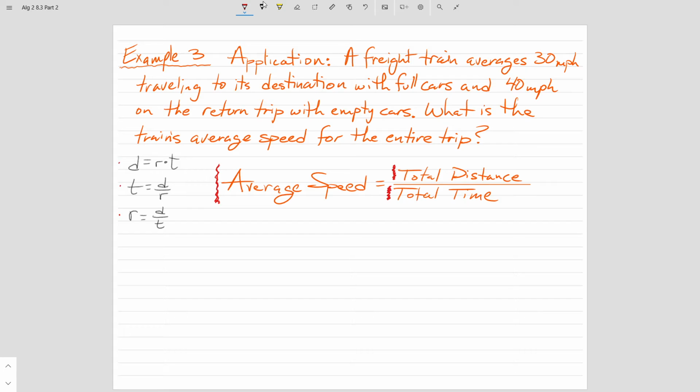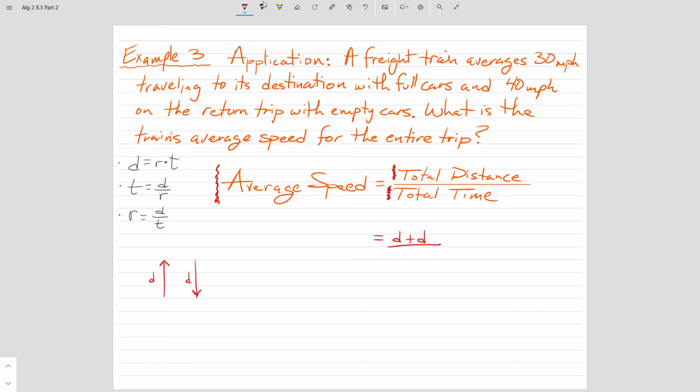So average speed, total distance. Well, the train went somewhere and then it came back. And I guess there's a couple different ways I could phrase this, but I'll probably just say that the distance there is d. And then the distance back is d, because it's the same distance. So the total distance was d plus d, or 2d.